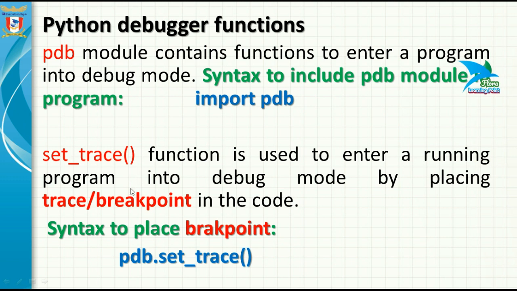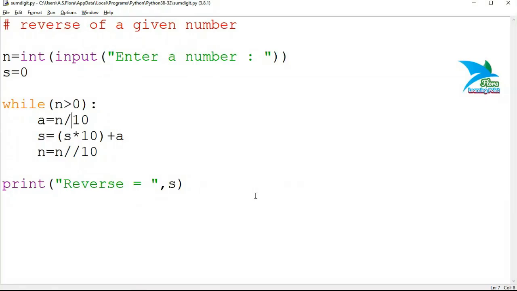We can use this function inside a Python program with the help of this statement, that is the module name, pdb.set_trace. When this statement executes during the execution of a Python program, then immediately that program will enter into debug mode, that is the manual run mode of that program.